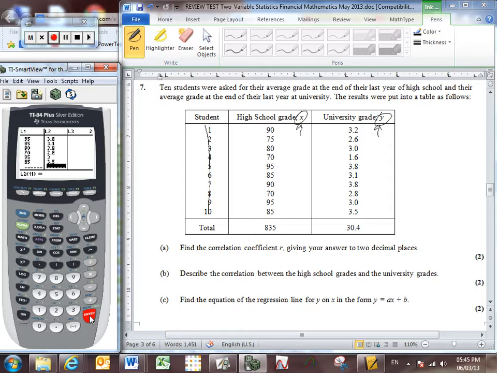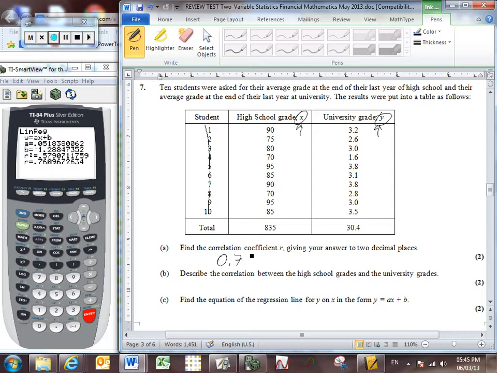Alright, thanks for your patience while I entered in that data. I'll exit now so I can go stat, calc, and I'm going to say linreg, knowing that my diagnostic is going to turn on and show my R value. Finally, 0.761. Oh, whoops, it says to 2 decimal places, so the R value is 0.76.